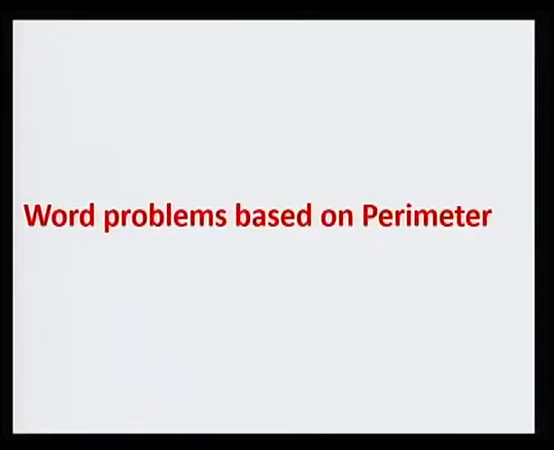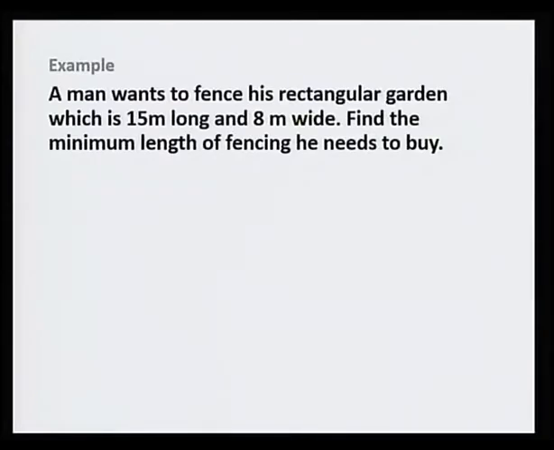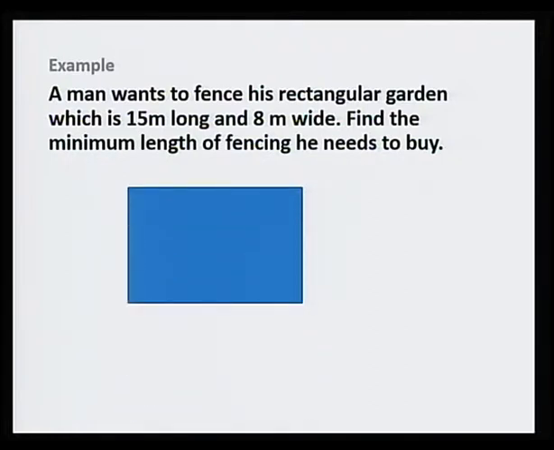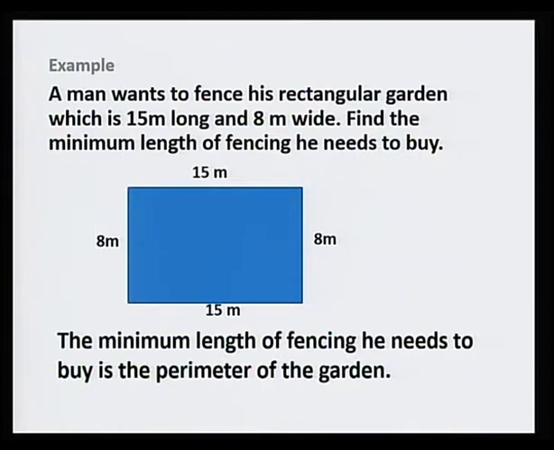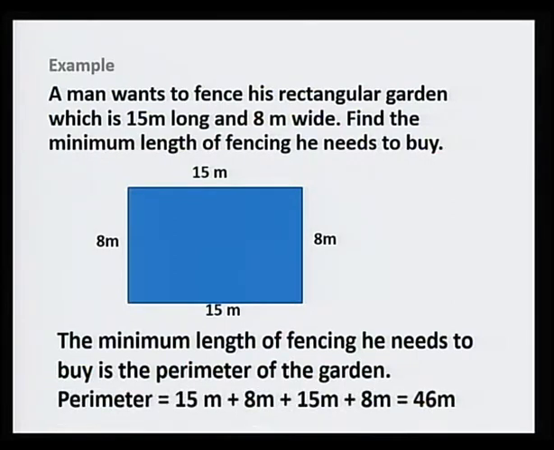Now, let's have a look at some word problems based on perimeter. A man wants to fence his rectangular garden, which is 15 meters long and 8 meters wide. Find the minimum length of fencing he needs to buy. So, the garden is rectangular. It has a length of 15 meters, a width of 8 meters. If he wants to fence the whole of the garden, he'll have to measure all around the garden. Measuring all around the garden is the perimeter. So the minimum length of fencing he needs to buy is the perimeter of the garden. The perimeter is 15 meters plus 8 meters plus 15 meters plus 8 meters, which is equal to 46 meters.